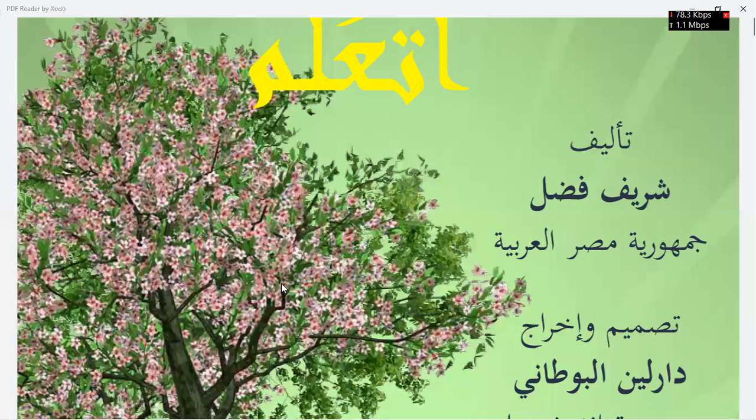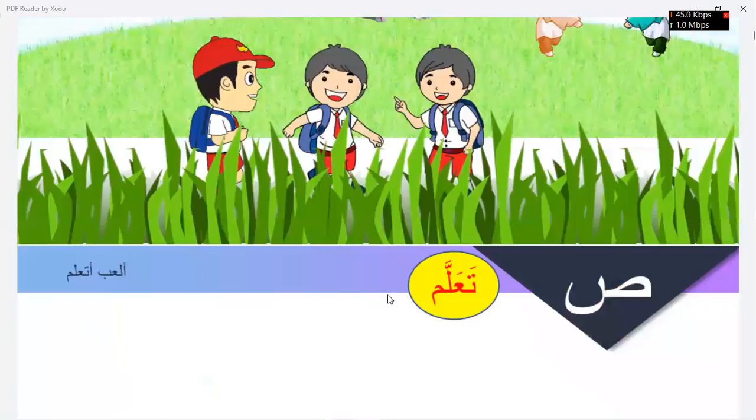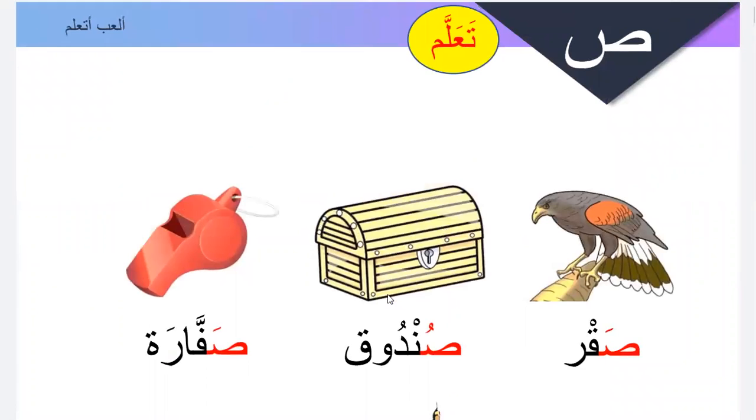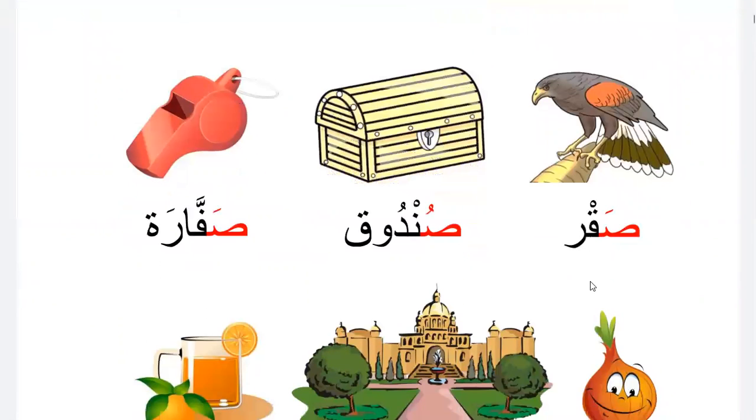Bismillah ar-Rahman ar-Rahim. Today we'll start the second level of the book. And here we'll start the letter Swad. So repeat after me. Soccer. Sunduk. Safara.